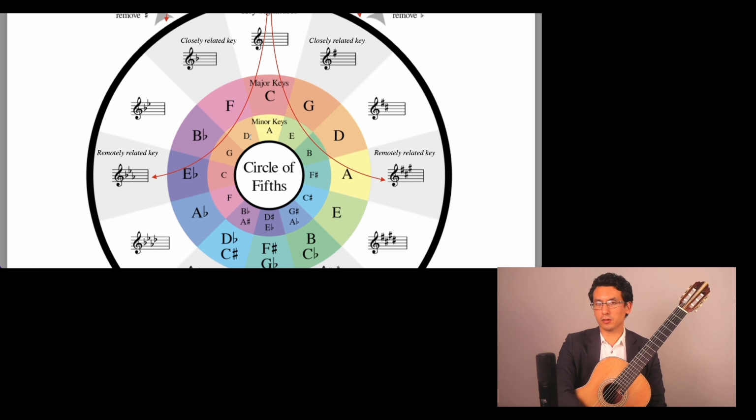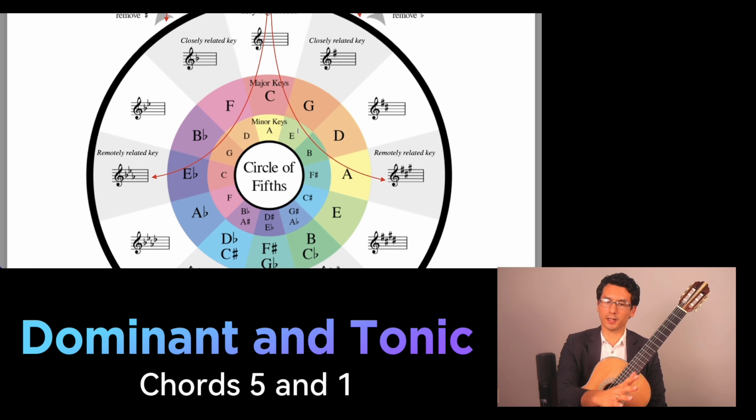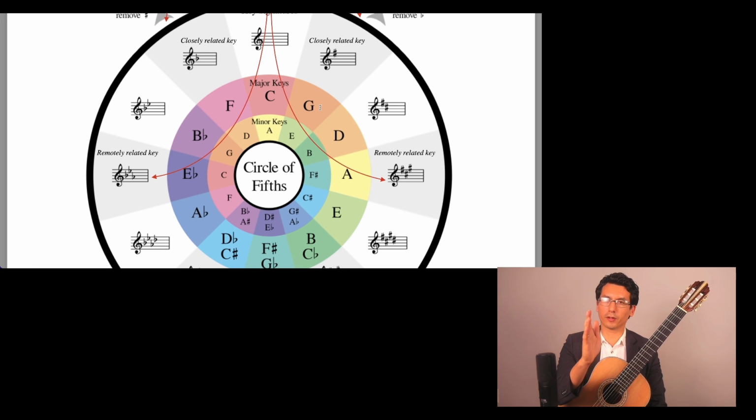So how can we use this circle of fifths to learn about harmony? There are very important relationships that are revealed in the circle. I'm going to go through 3 important relationships. First one is called dominant and tonic. So this is where you go from the chord 5 to chord 1 in a key.